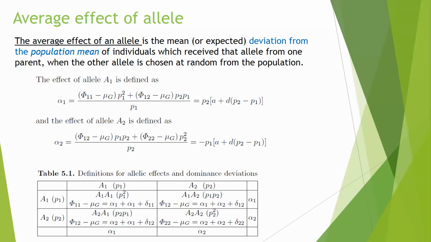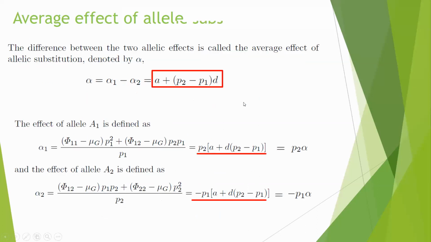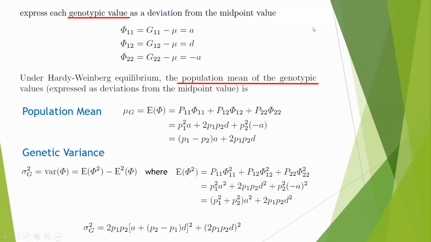Right. So in the first few slides, the major confusion is that you need to understand the difference between the phenotypic value and the genotypic value. The genotypic value is actually the normalized phenotypic value. Normalized by what? By the midpoint. So that's why we just subtract mu from everything, right? The midpoint. So this is one thing you need to pay attention to.